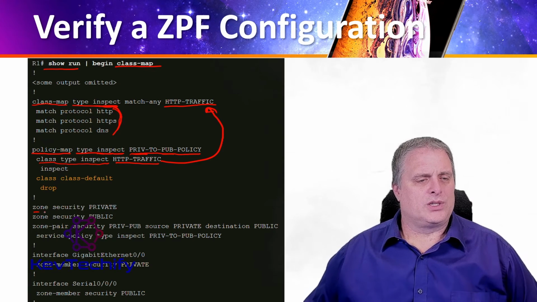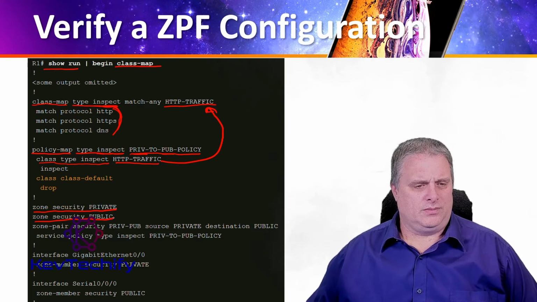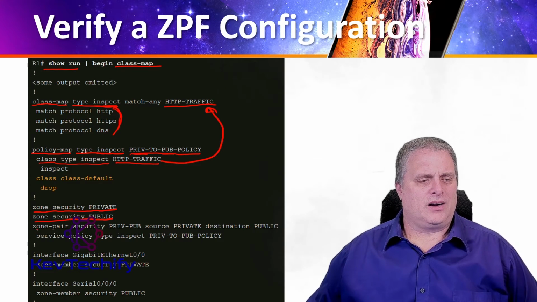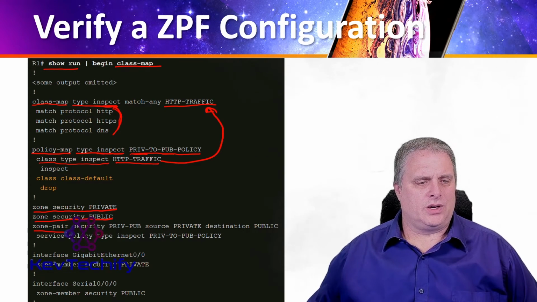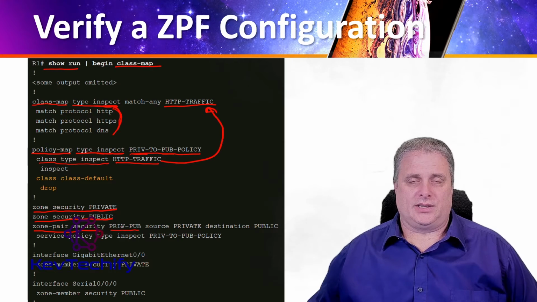Down here, we have our zone settings. So we created a public zone and a private zone. We have our zone pair settings right here. So here's our zone pair. We called it private to public. Basically descriptive, we have the private zone to the public zone, and the source here is the private zone.